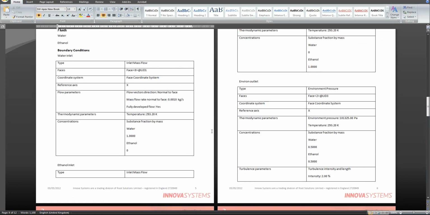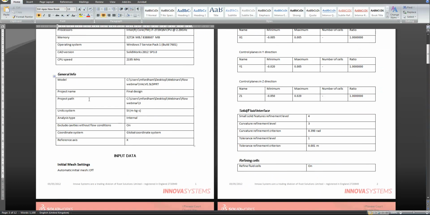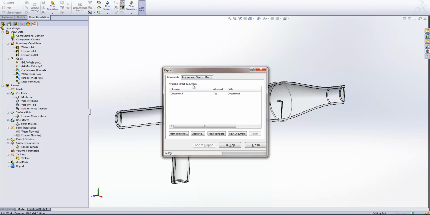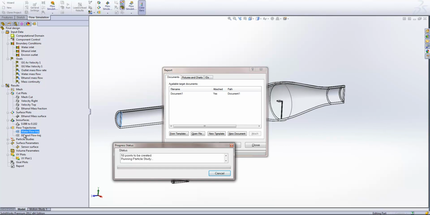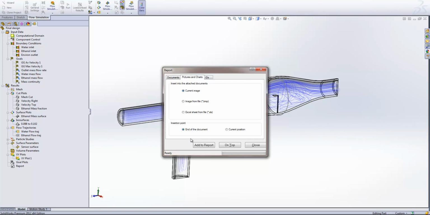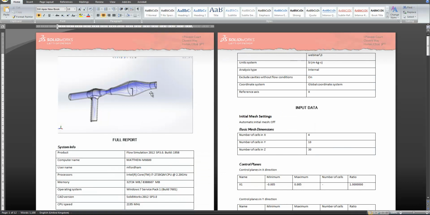And we also have the opportunities, so say here I might just want as my front cover a nice picture. So what I can do is activate, say, my flow trajectory of the water, and including a picture is very, very simple. It's just a case of coming over to the pictures and charts, and I'm going to specify that I want the image to be added to the current position in the document, and I just click add report, and that's going to take that snapshot and bring it over into the Microsoft Word document. So it's very easy to swing around and generate as many images as you want to include in the study.